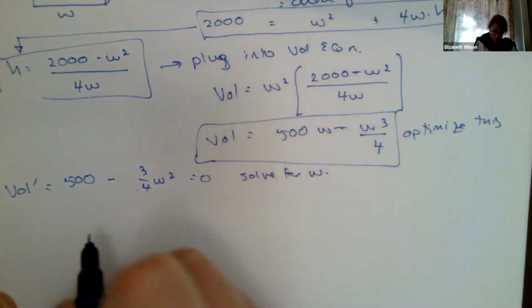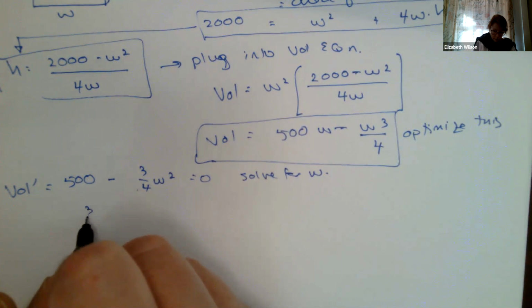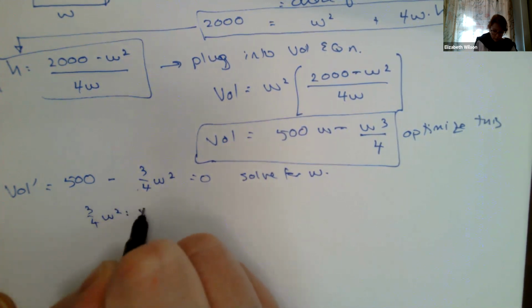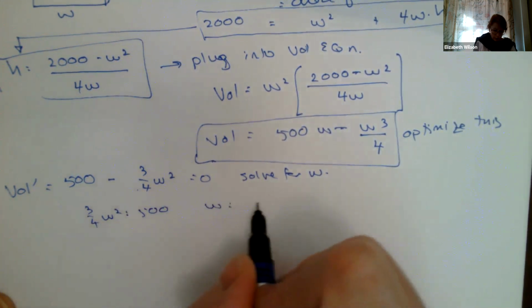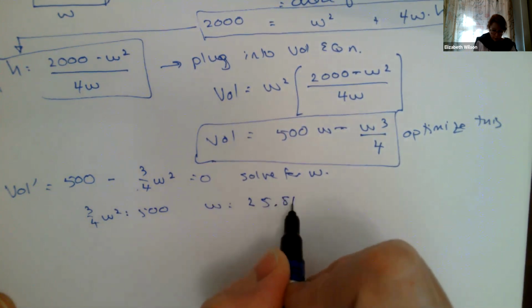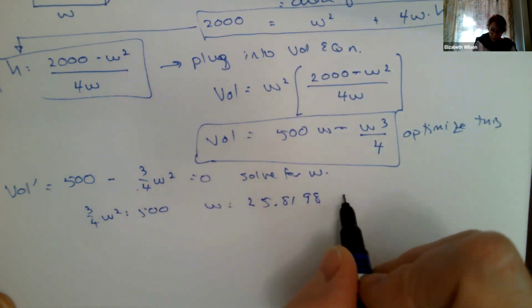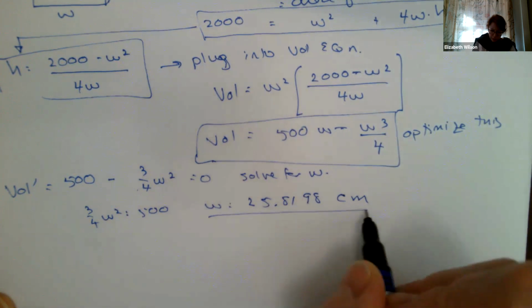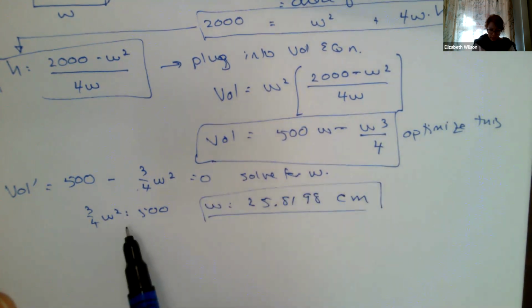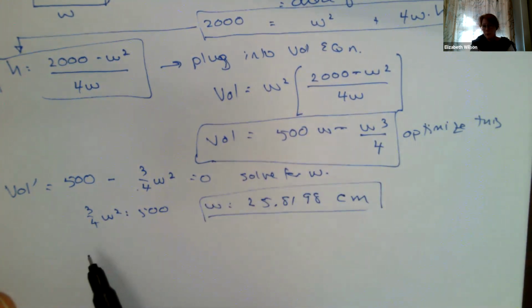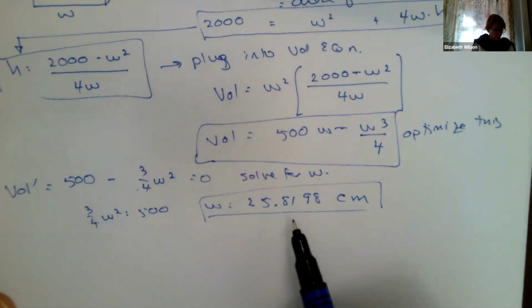So I'm going to get 3/4 W squared equals 500, and then W equals 25.8198, and this is in centimeters. So be careful, right? I'm taking the square root. I would have a plus or minus. Now a negative width isn't going to make sense, right? So I'm only taking the positive answer of that.